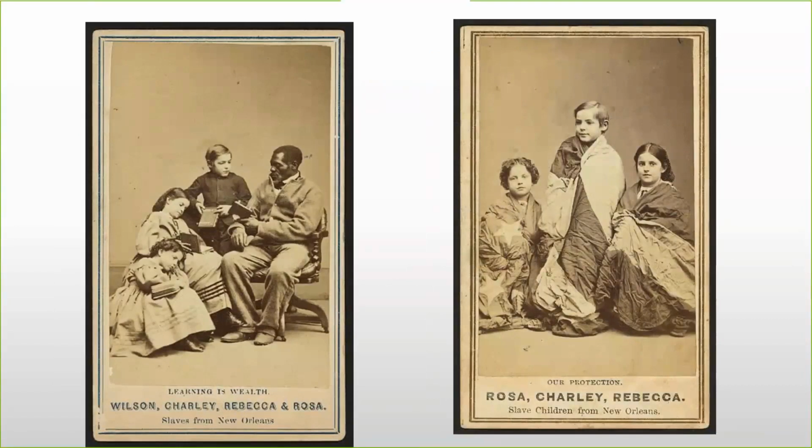I'm not sure if you can see the fine print, but the left-hand image is Wilson, Charlie, Rebecca, and Rosa, and it says at the bottom, slaves from New Orleans. On the right, Rosa, Charlie, Rebecca, slave children from New Orleans. Other questions we might ask about these images are: what questions do they raise about race in 19th century New Orleans? How is the whiteness of the children important, and part of the messaging of the artist?